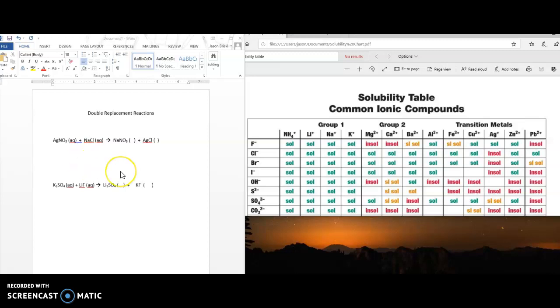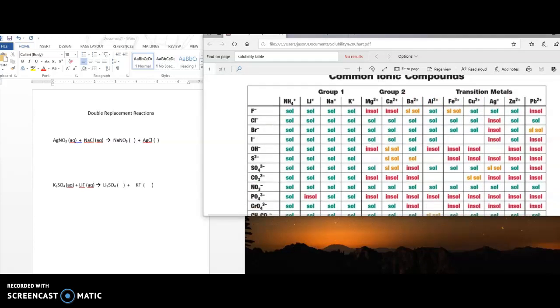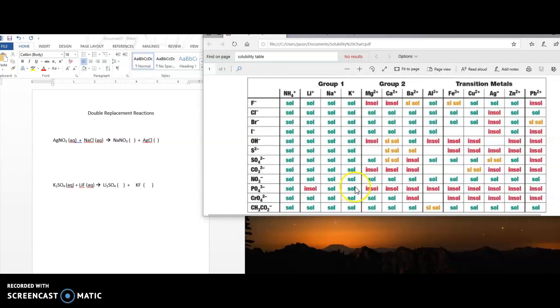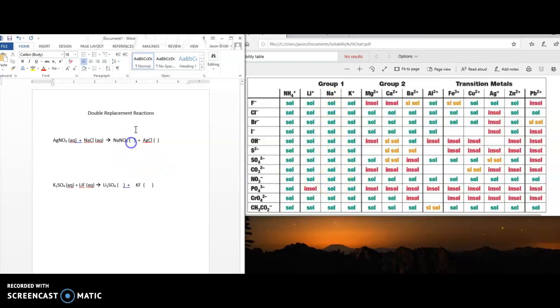The way to do that is simply using a solubility table. I have provided a solubility table on Microsoft Teams to make it very easy to look this up. So sodium nitrate, we look on this table. Here's sodium. We go down to the nitrate row, which was cut off, so let me fix that. Here we go, give you a better view. We go from sodium down to nitrate. It is soluble. So we're not going to put S, we're going to put AQ. AQ means soluble, S means solid.